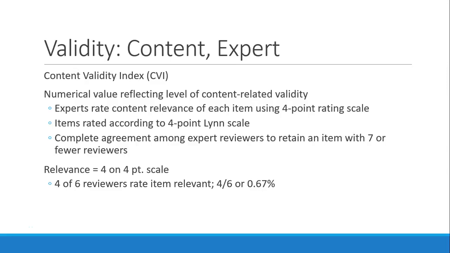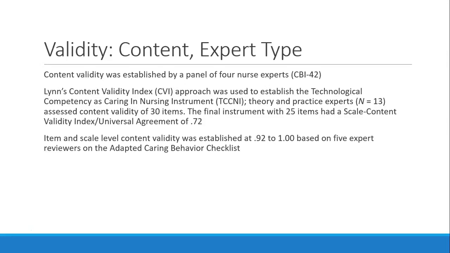Essentially the numerical value is looked at, and people create and focus on the means. They might look at standard deviations as well, but they also look at how many reviewers rated the item relevant. So this goes back to the Lynn 4-point scale. The CBI 42 used a panel of 4 nurse experts. The instrument created by Locsin, the Technological Competency as Caring in Nursing instrument, used 13 people to assess the content validity of 30 items, and ended up with 25 items.